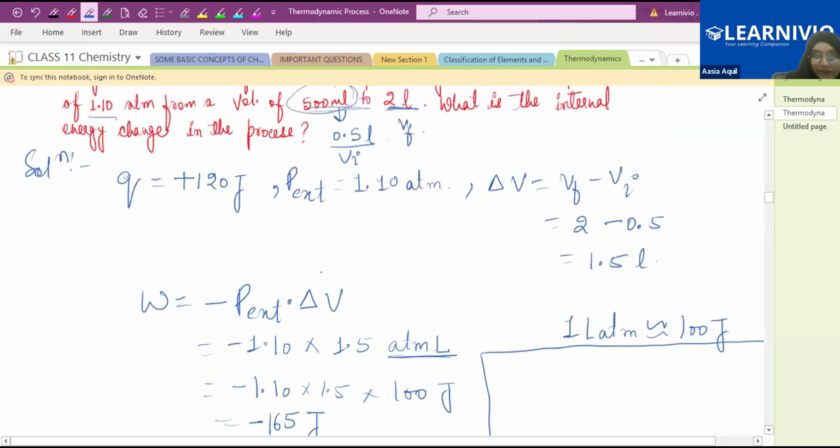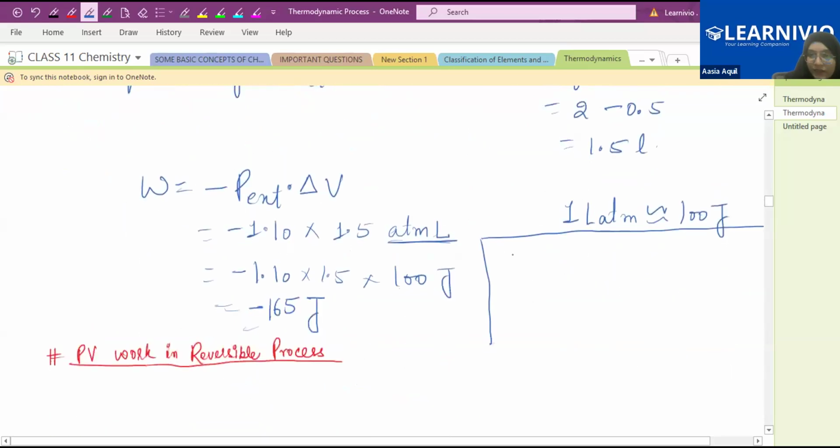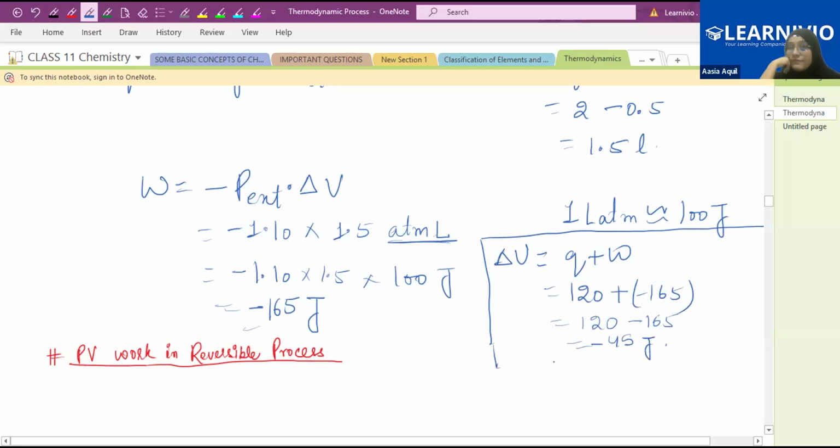But the question here is we have to calculate the internal energy change. We have to find the value of delta U. So what is delta U? It is Q plus W. Here Q is 120 joule plus W value is minus 165 joule. So just do 120 plus minus 165. It will give you minus 45 joule. That's the value of internal energy change.